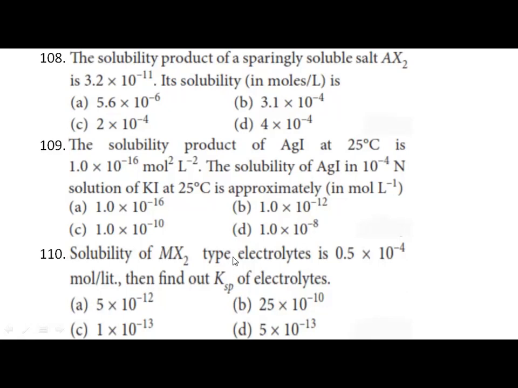The solubility of MX2 type of electrolyte is 0.5 into 10 raised to minus 4. Find out the solubility product. So MX2 dissociates to give M plus 2 and 2X minus. If the M plus 2 concentration is S, the X minus concentration is 2S. So KSP is the concentration of M plus 2 into X minus raised to 2.